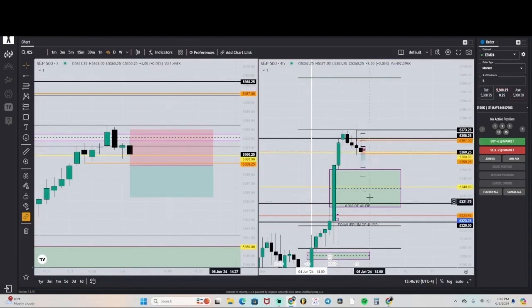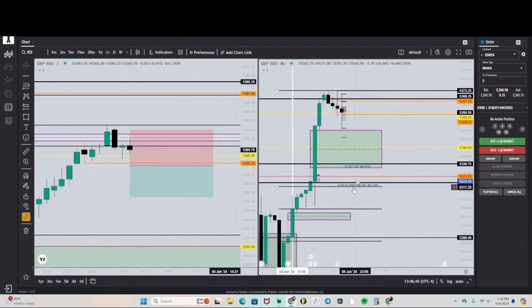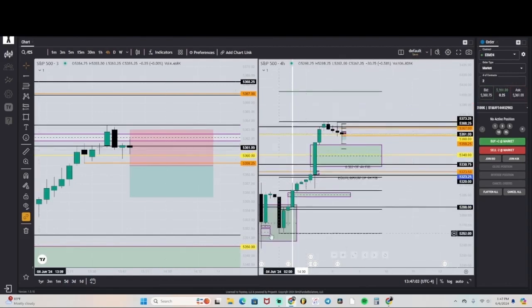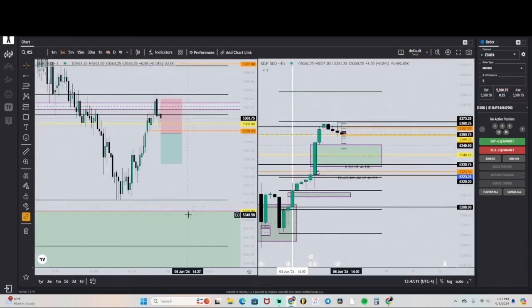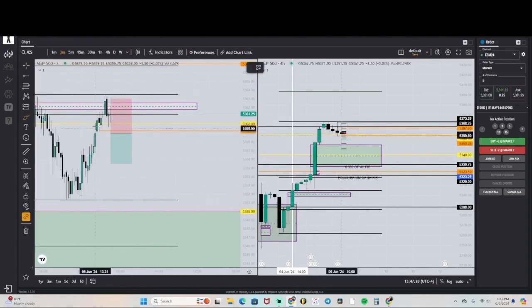All right, here you go, you guys. We're right here. We got the video playing out. On the right side I have the 4-hour time frame, and on the left I have the 3-minute time frame. Right here I'm basically just looking for a 3-minute break of structure so I can go ahead and go short off of the 1-hour imbalance that I have pointed out on the left side.